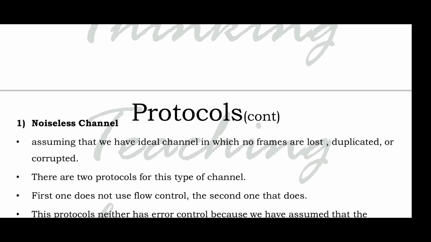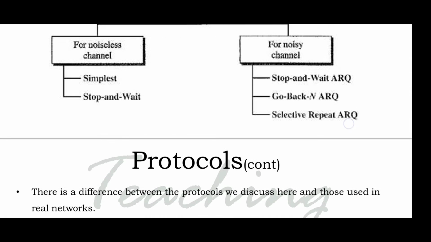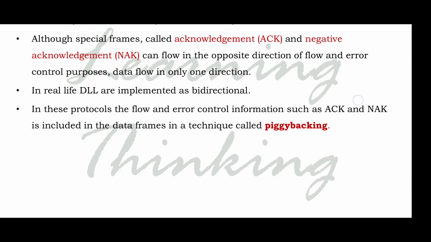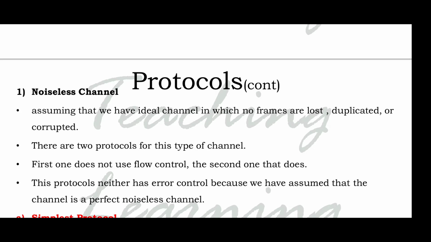Noiseless channel: assuming that we have an ideal channel in which no frames are lost, duplicated or corrupted. This is the scenario we are discussing. There are two protocols for this type of channel. The first one does not use flow control and the second one does. The first one is the simplest protocol, and the second one is stop and wait. In the simplest protocol we are not using flow control, and in the second one we are using flow control.